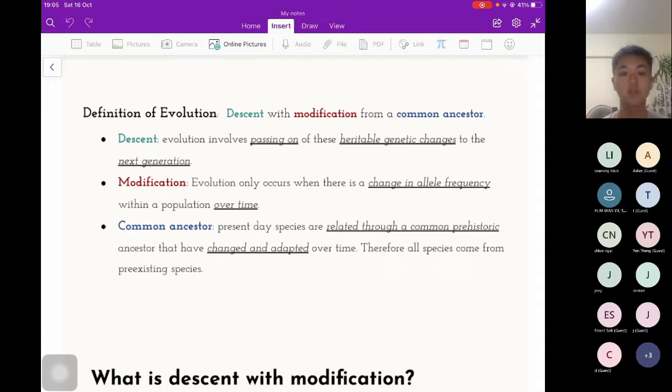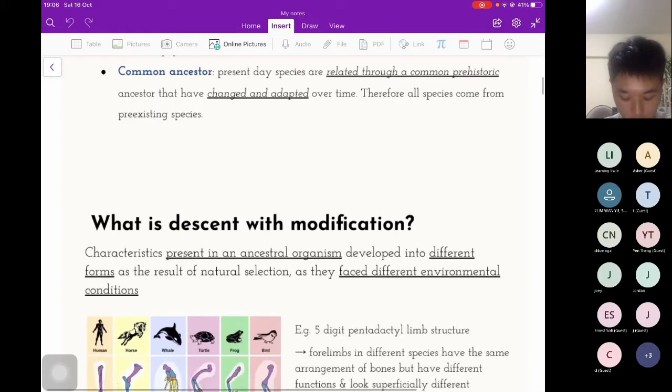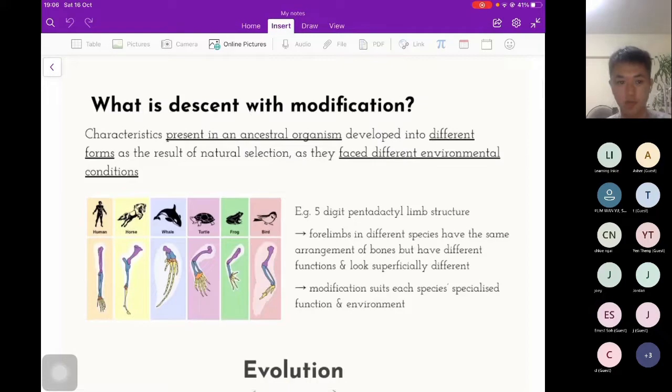Modification refers to the changes in your allele frequency within one population over time. The keywords here are change in allele frequency and over time. What leads to the difference in allele frequency, we'll talk about later. The next term is common ancestor. The common ancestor refers to one common prehistoric ancestor that the different populations or the different species have in common.